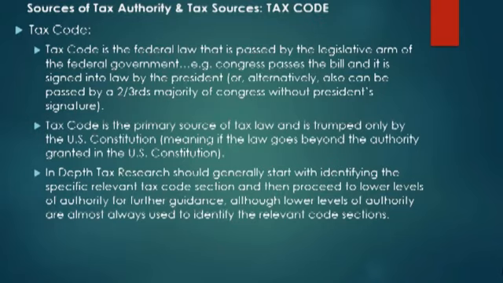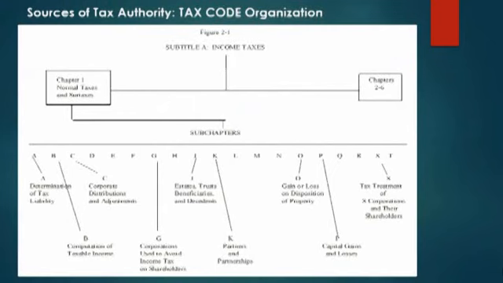In-depth tax research should generally start with identifying the specific relevant tax code section and then proceeding to lower levels of authority for further guidance, although lower levels of authority are almost always used to identify the relevant code sections. What I mean by that is you might start with just a publication that you find online in regards to a particular tax situation, and that will educate you a little bit on how the tax code is interpreted, and more importantly, it'll hopefully give you citations to the actual code, so you can go to the code and work your way back through.